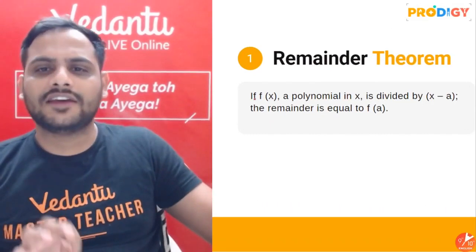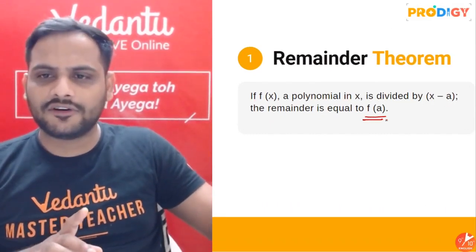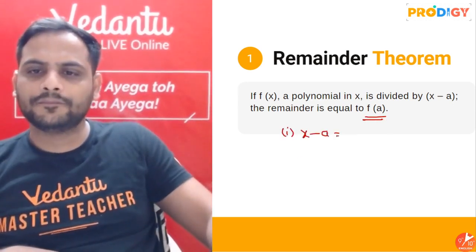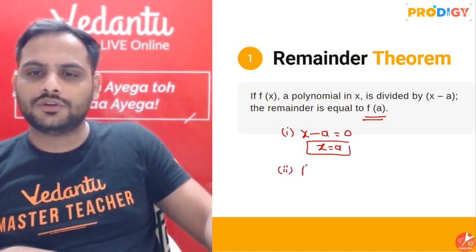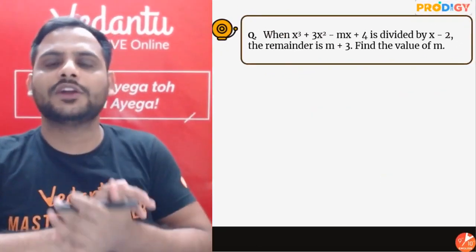We know that if f(x) is divided by a polynomial x minus a, the remainder will be f(a). Two steps: make the divisor equal to 0, you get x equal to a. Whatever is the value of x you have got, you can say the remainder will be the value of the dividend at x equal to a, the previous value. Okay, let's look at a question.